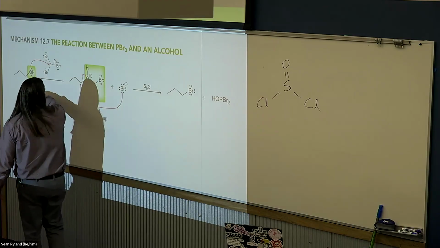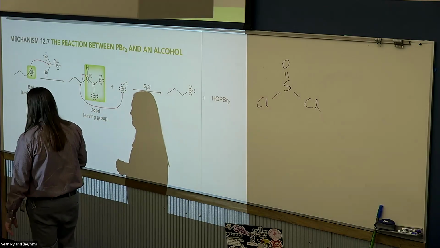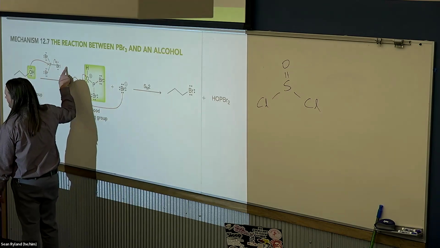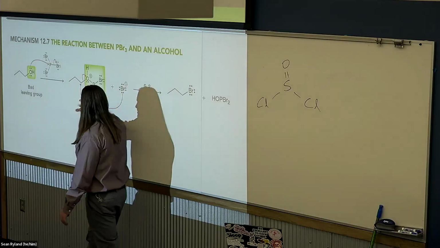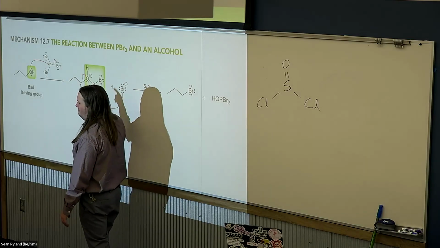So basically it's two SN2 reactions back to back. First SN2 is your oxygen attacks phosphorus and takes off the bromide. And then the second one is your bromide comes back and attacks carbon and takes off the oxygen.